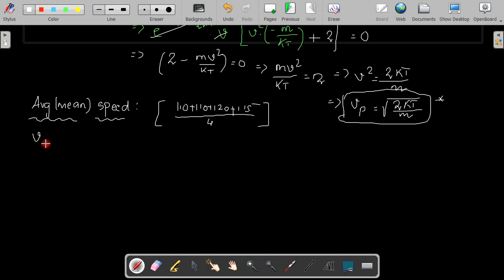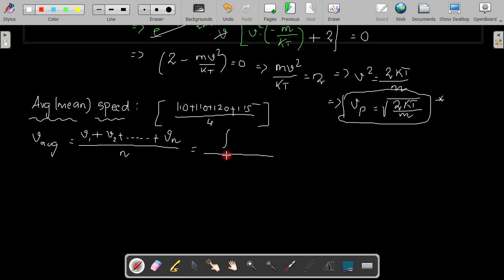So let me just write it down. This is V average, okay, and we are going to consider the speed of each of these particles. The first particle, let's say the speed is V1, the second is V2 and so on, and I am going to have n number of particles and the speed is Vn, so I will divide it by n. Now you know from the concept of integration that if you are taking small velocities and adding them up, we can in a way consider it and take the integration.